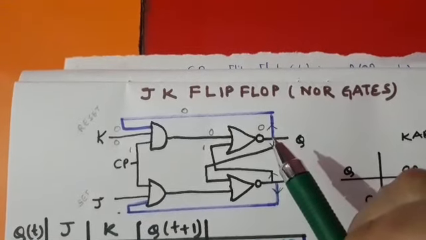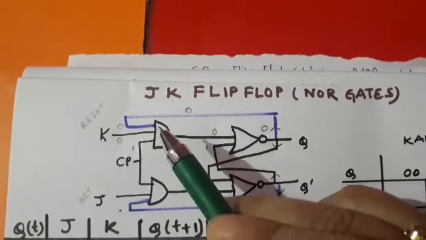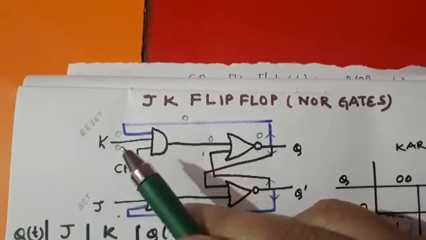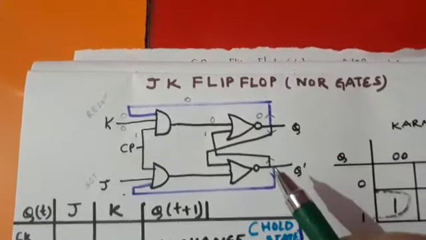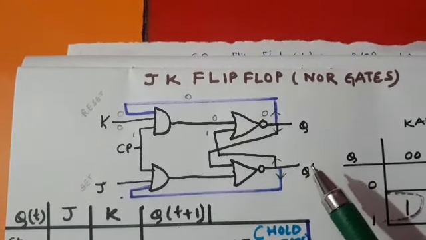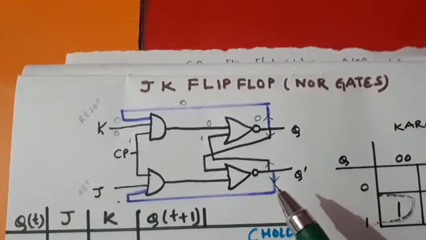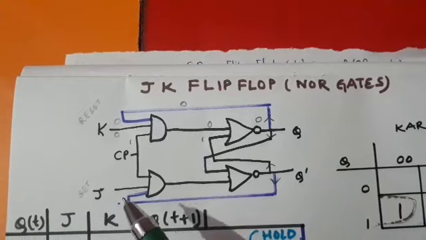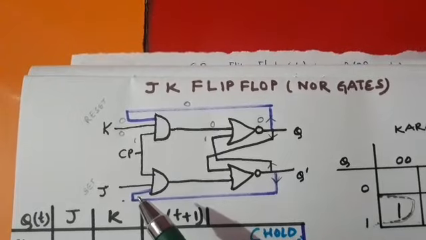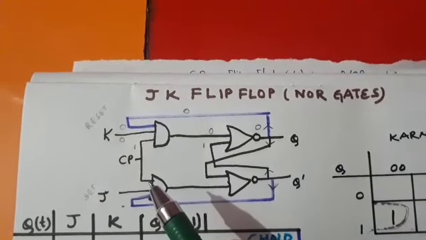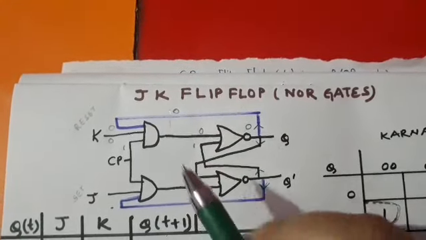That means the Q is coming out and going in and acting as the input to this AND gate. So this AND gate has three inputs here: K, CP and Q. Similarly, if you see here at the bottom, you'll find Q prime, the complement, is coming out. This is the extra feedback path that we find in JK flip-flop, and this goes in front and acts as an input of the lower AND gate. So here we have Q prime, J and the clock pulse. These blue lines are extra lines that we have in JK flip-flop.